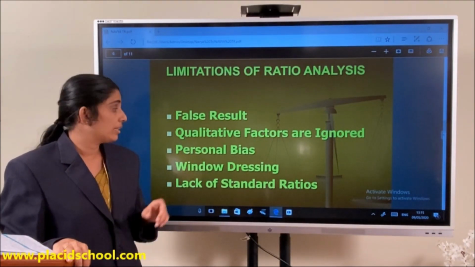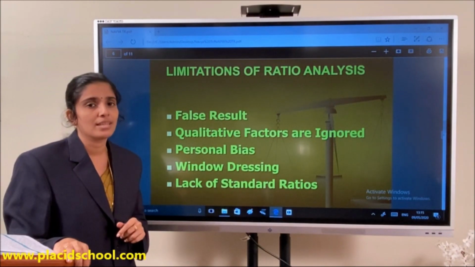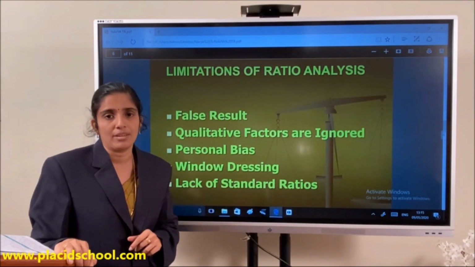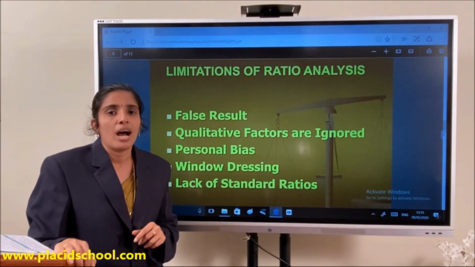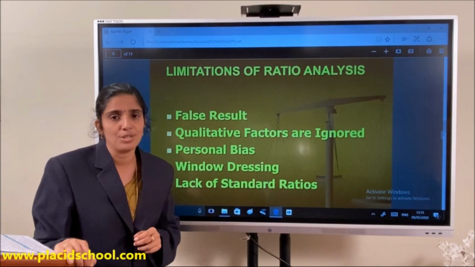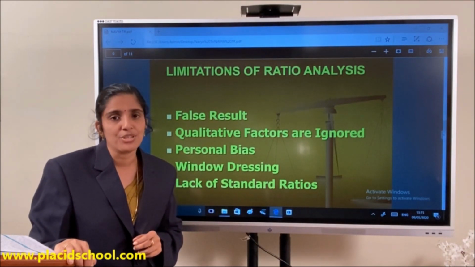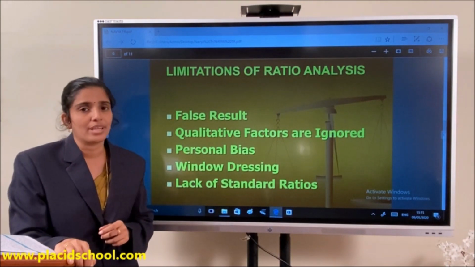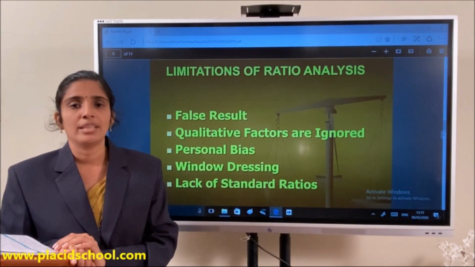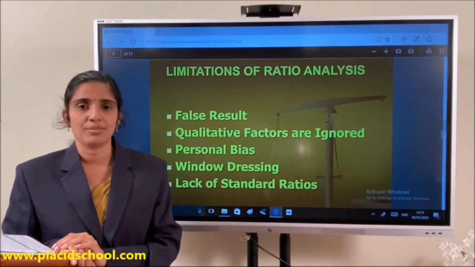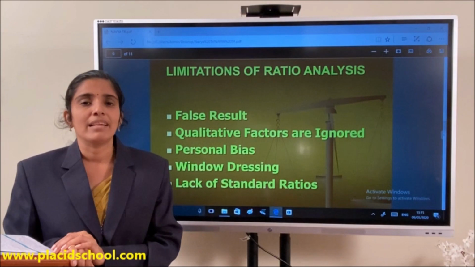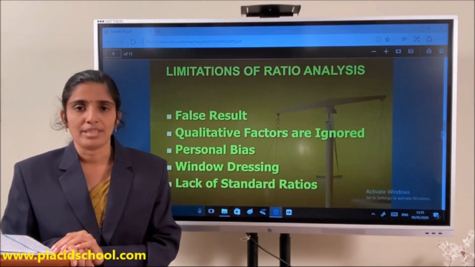Third limitation is personal bias. Personal judgment is also important in the financial statement. So accounting ratios are not free from this personal bias or personal judgment. That is another limitation. Then the fourth one is window dressing. Last year we studied that window dressing means manipulation in the balance sheet, concealing the vital facts in the balance sheet. If the balance sheet is manipulated in this way, then the ratio analysis result will also be affected.